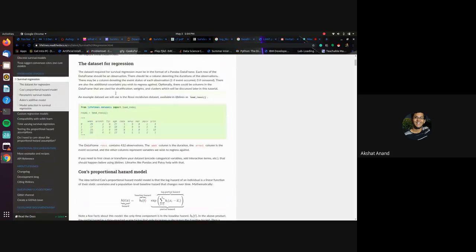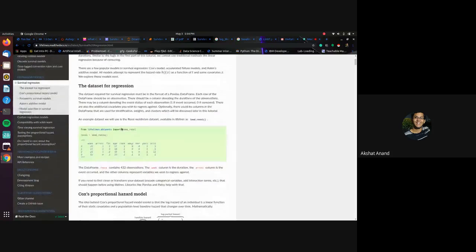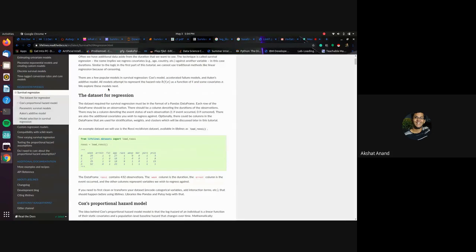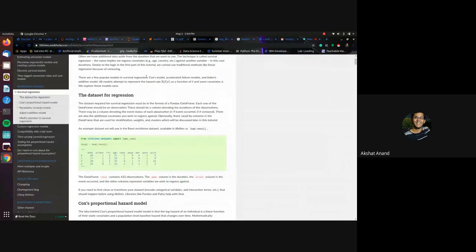Here we might use linear regression, but we can't use linear regression because of the censoring of data. That is the reason. It is pretty much the same as linear regression, but has limitations because of the censoring. There are a few popular models for survival regression, like Cox proportional, accelerated failure model, and Aalen's additive model. But for now, we will be using the Cox proportional model.